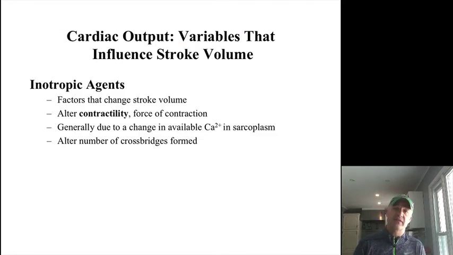The other thing we see is there's actually hormones and other things like that that can influence how hard the heart contracts. So inotropic agents are going to be these types of hormones or neurotransmitters that are going to influence how strongly the heart contracts. So this term about how strong the heart contracts is contractility. So increased contractility is going to be a more forceful contraction. It's generally due to more available calcium in the sarcoplasm. We get better cross-bridge formation. The heart contracts more strongly. Increased contractility means more blood pumped out. Decreased contractility means less blood pumped out.